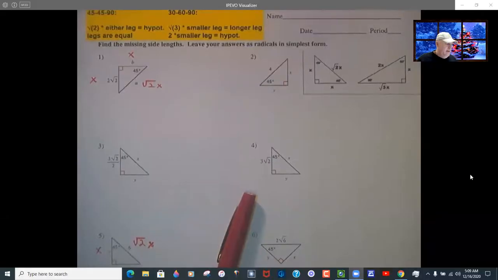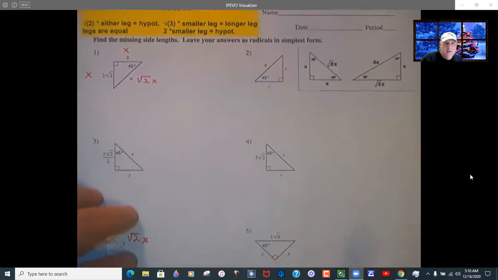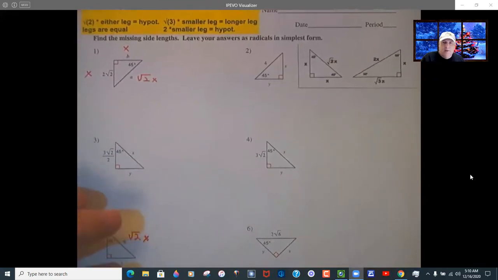This is assignment 11 in test prep, which deals with special right triangles. Oftentimes students have trouble with these. But if you use what is given to you within the test, these are given to you on that front page where you can find formulas and notes.